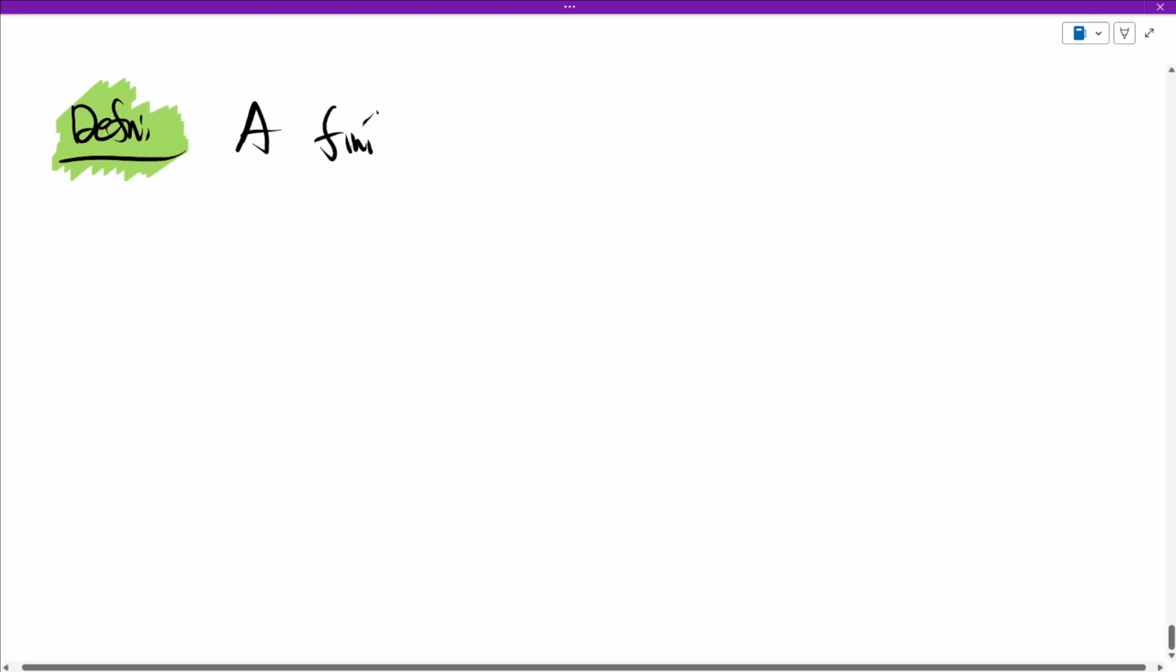All right, so we're going to introduce a little bit more terminology here. So we'll introduce two definitions, and then we're going to prove a result that relates to the definitions. Okay, so a finite extension.